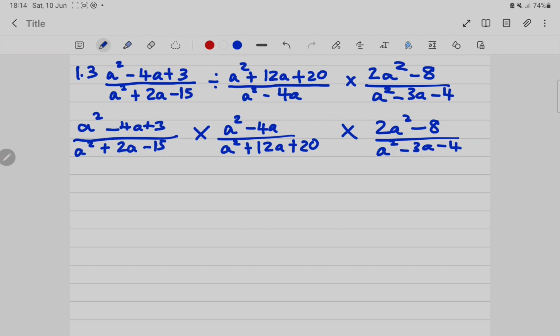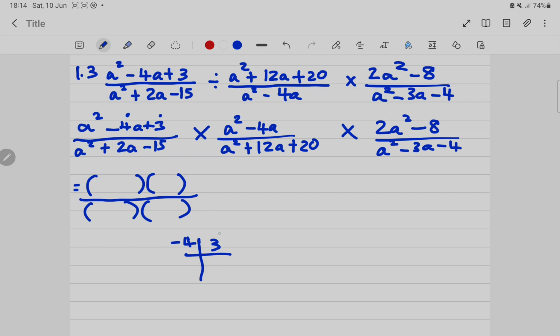Now let's factorize. That is the next step. We're going to have to factorize now. So we open up two brackets for the numerator and also two brackets for the denominator. Okay, the numerator, we are going to focus on the last term and also the middle term. So the last term is 3. The middle term is minus 4.